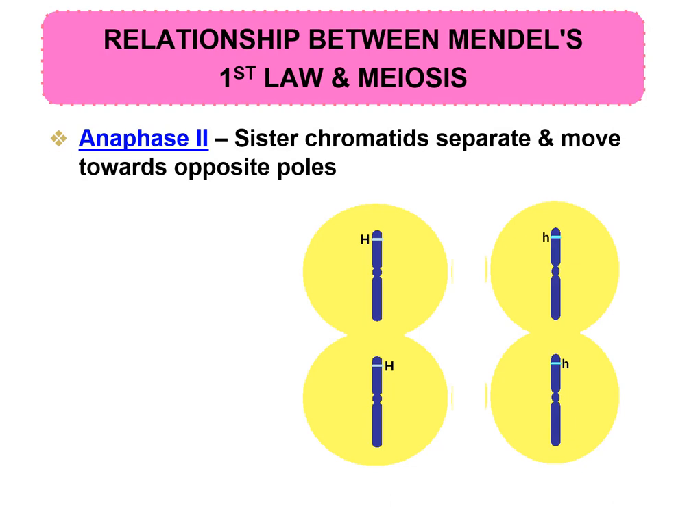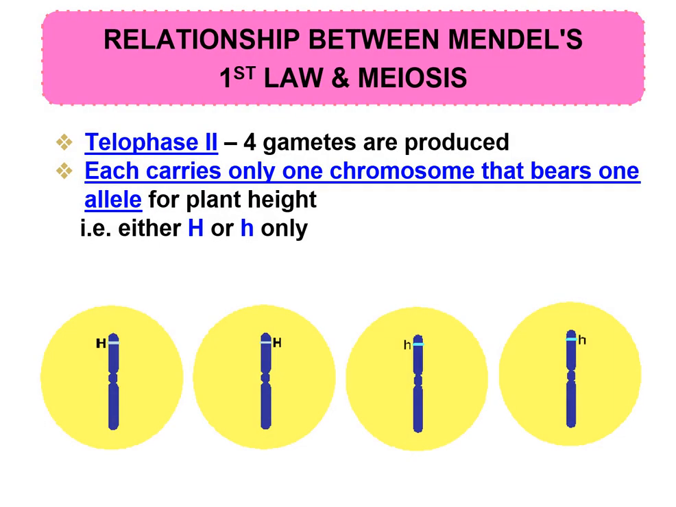In anaphase 2, please remember the earlier form of the chromosome before. So the H capital, recessive and dominant. The sister chromatids separated, then moved to opposite poles. So the opposite poles cause the pair of alleles to be separated into different cells. At the end of telophase 2, 4 gametes are produced, and every gamete will carry only one chromosome that bears one allele for plant height. It's either the dominant or the recessive allele.